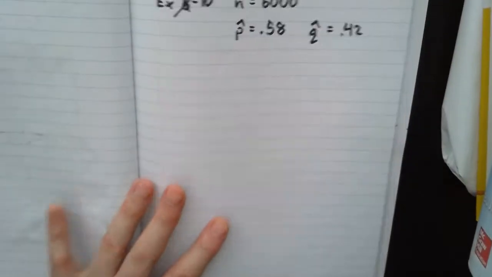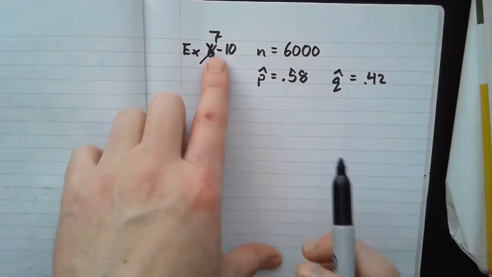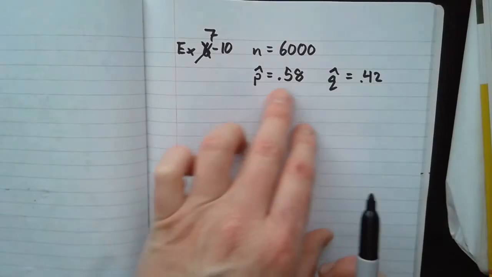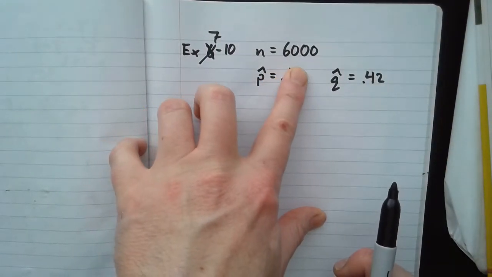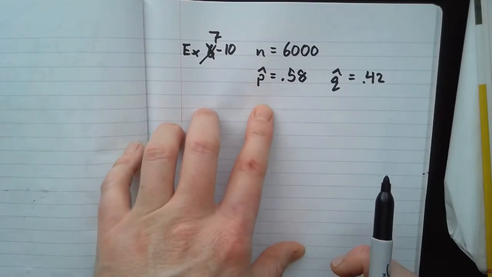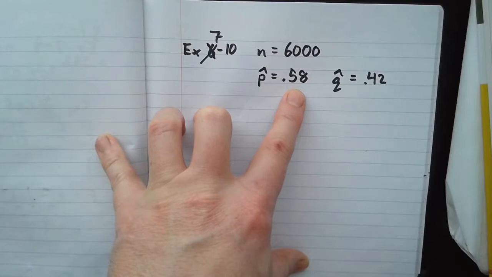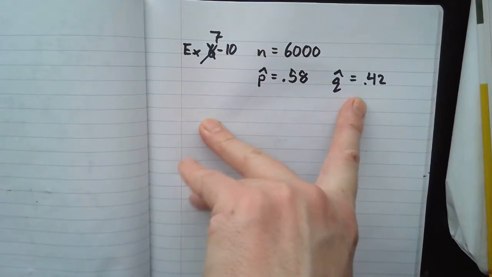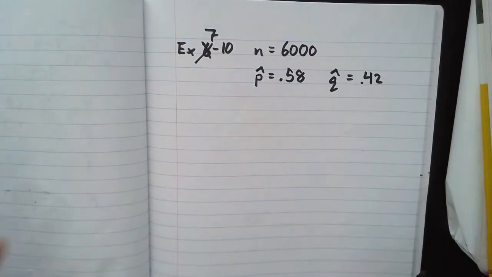Okay, so let's get right into this. All right, it is example 7-10. Can't remember the page number, but I'll let you go ahead and look that up. N is given to us as 6,000. The survey was of 6,000 people. And notice here, we already have p hat is 58%. So 100% minus 58% gives us 42% for q hat.